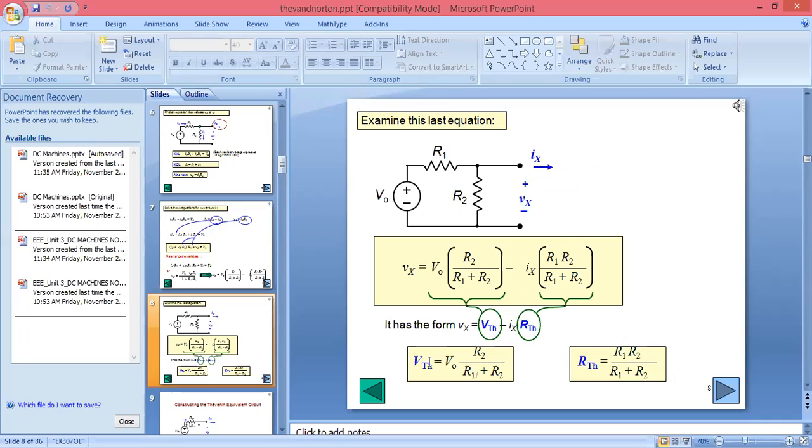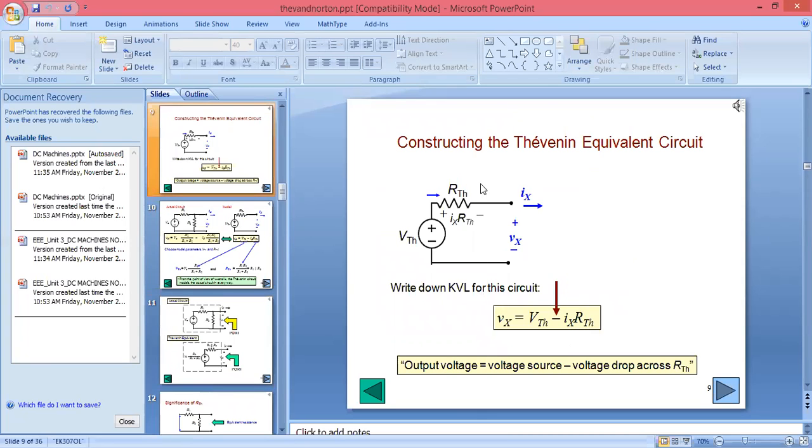And if you use voltage divider directly to derive the value for voltage across R2, you will get total voltage Vo into that resistance in numerator upon total resistance R1 plus R2. You will get the value for Vth, you will get the value for Rth. So we can convert our circuit into a simplified circuit. And you can write the equation for Vx. That will be Vth minus Ix Rth.